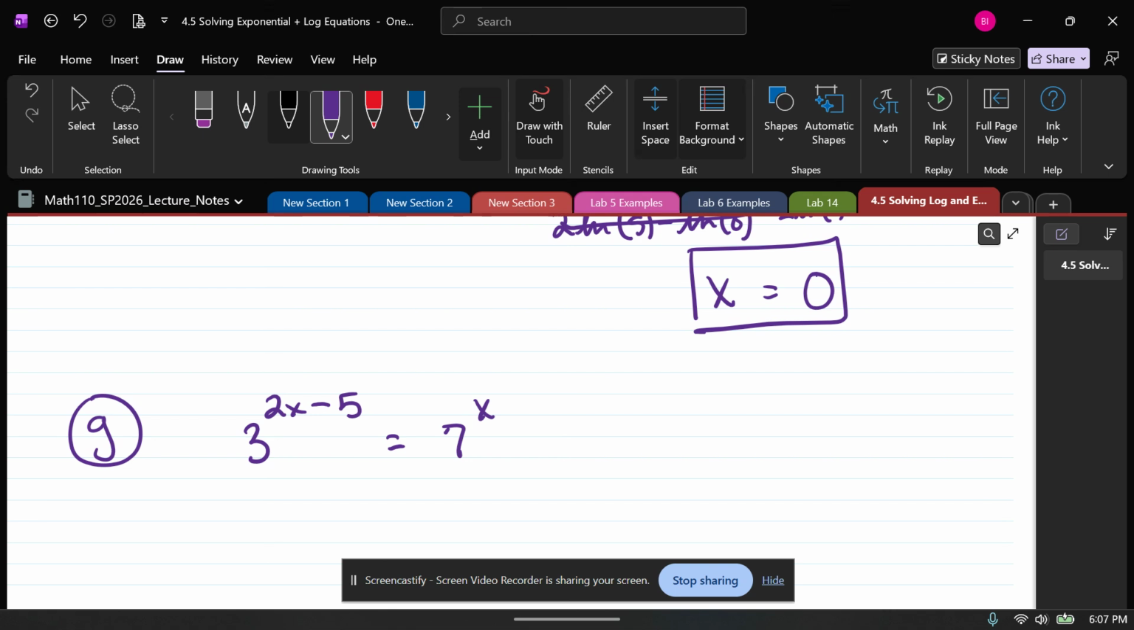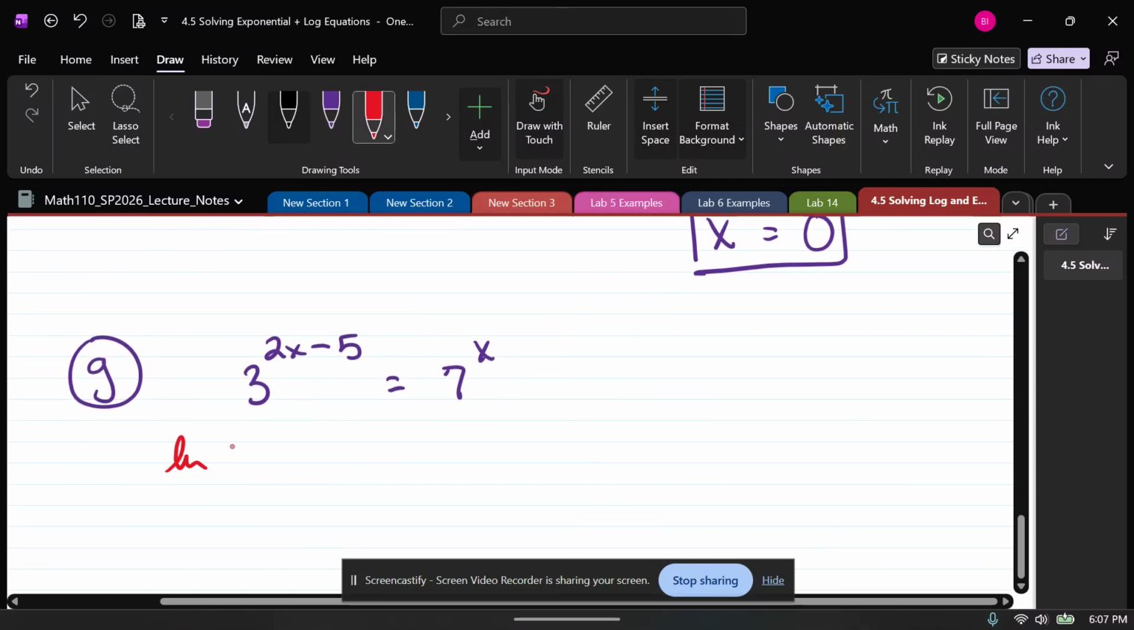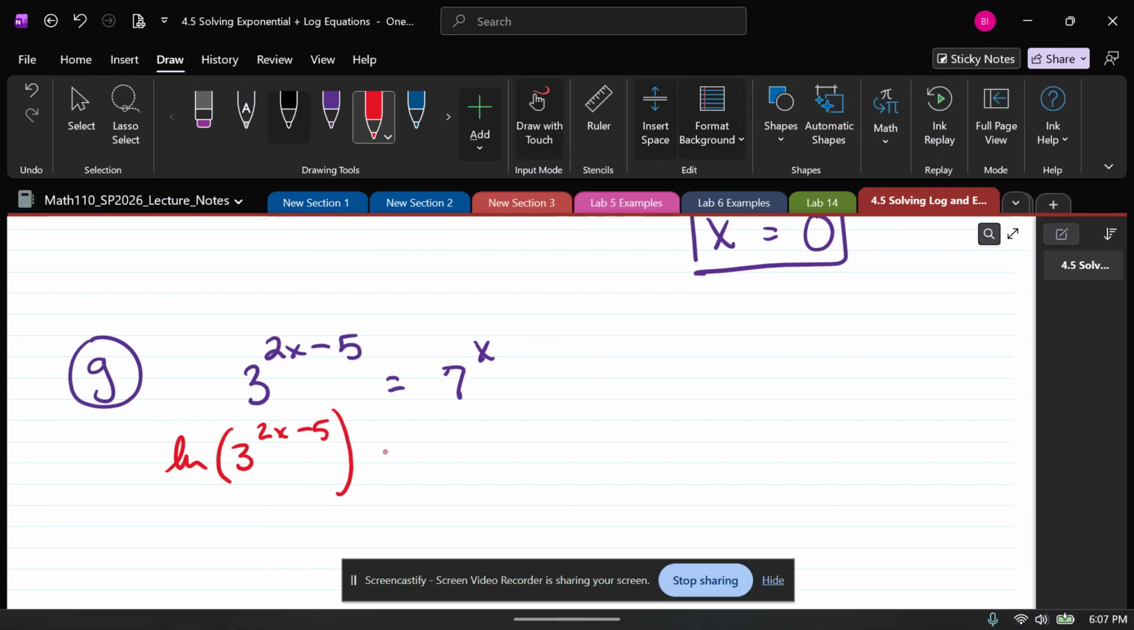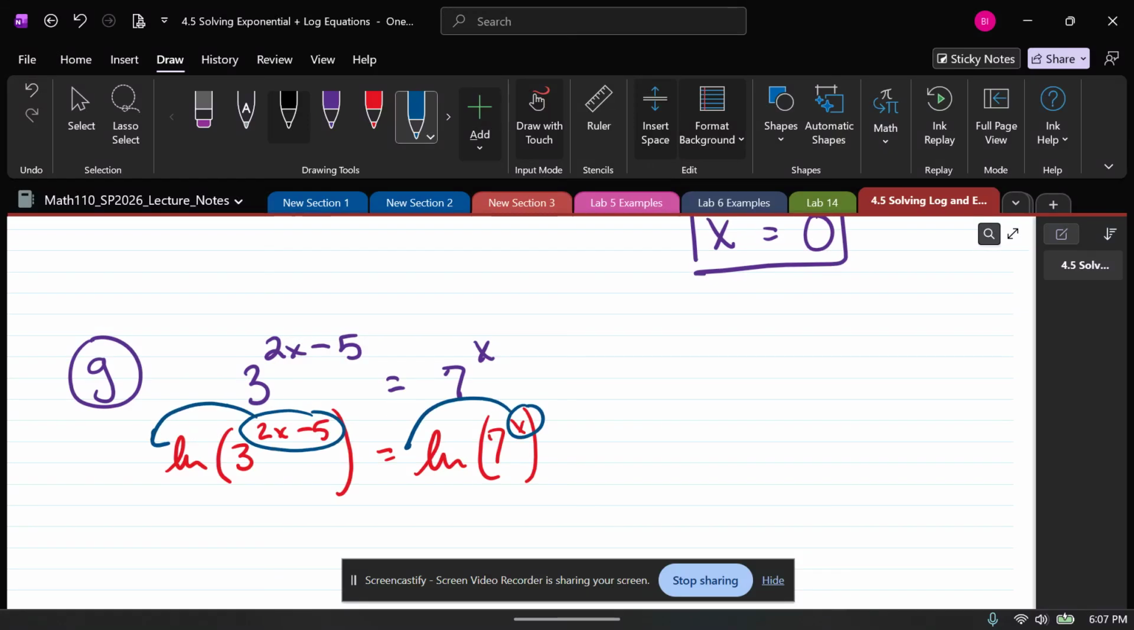Now, the bases are different. They're both exponentials, but the bases are different. So this is where solving by natural logs is a requirement. Okay, so I'm gonna start by taking the natural log of both sides. That's going to be my first step in doing these. Then I'm going to take my power rule and drop the exponents down.